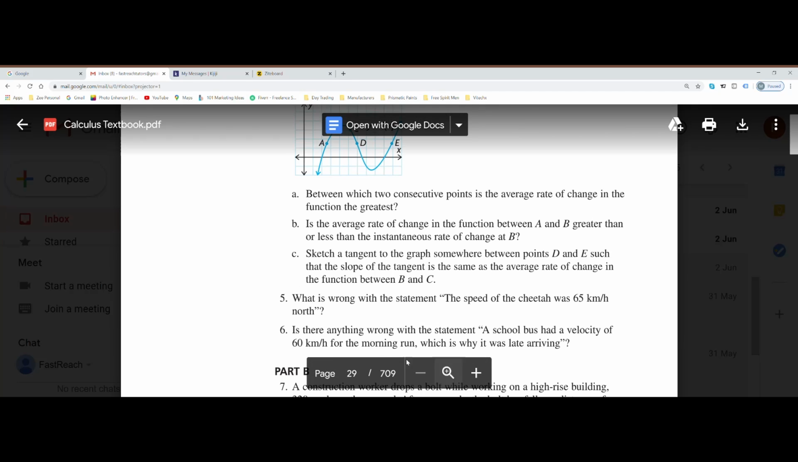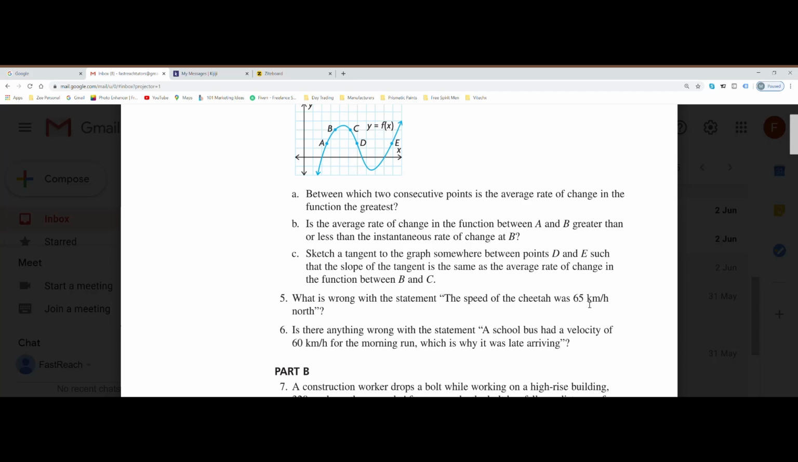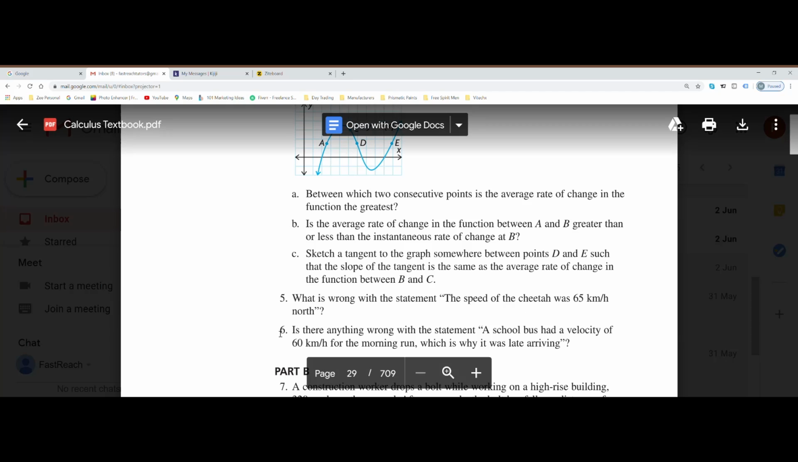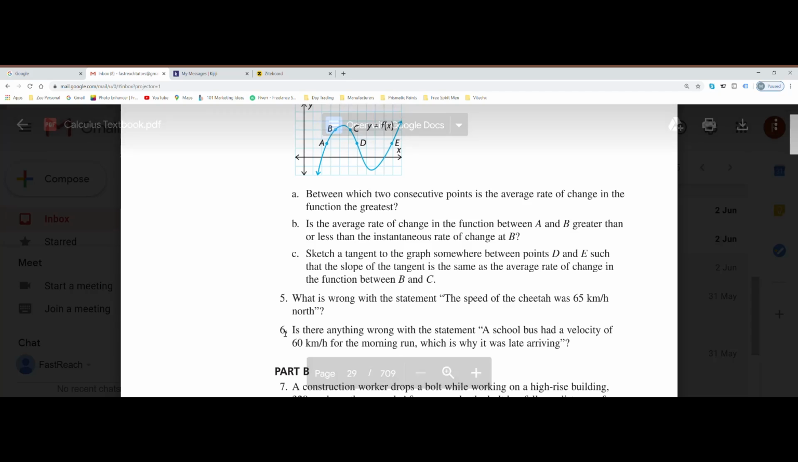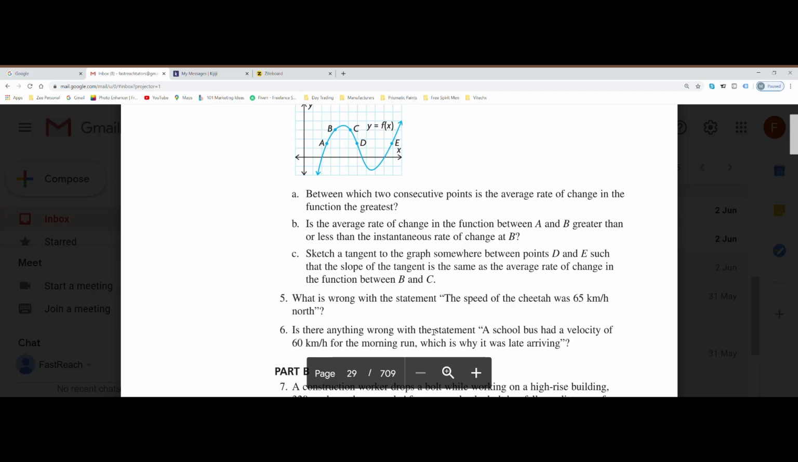So let's look at what is wrong with the statement. The speed of the cheetah was 65 kilometers per hour north. Okay, so speed doesn't have a direction. Velocity has a direction. So we could say that the velocity of the cheetah was 65 kilometers per hour north, or the speed of the cheetah was 65 kilometers per hour. Okay. Is there anything wrong with this statement?